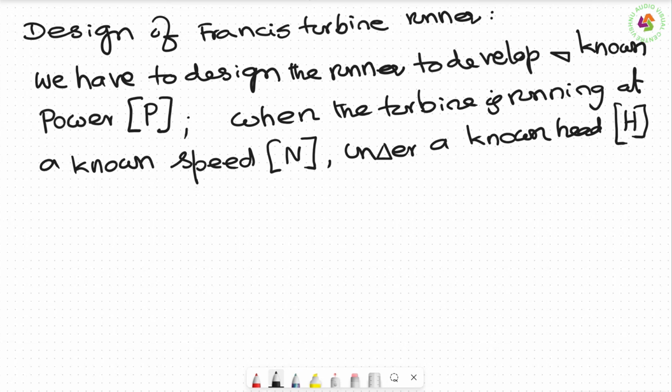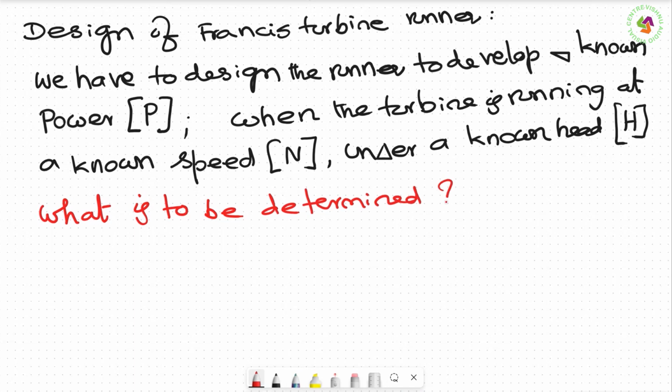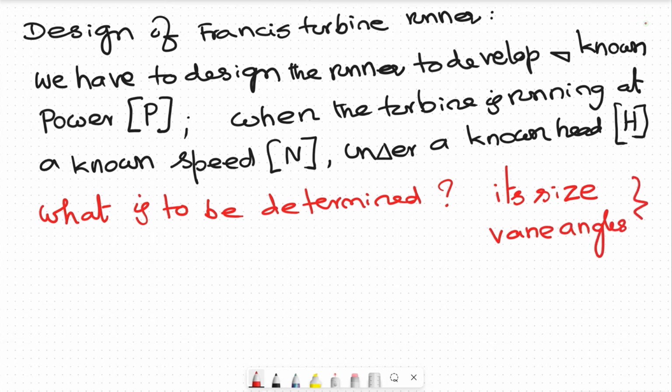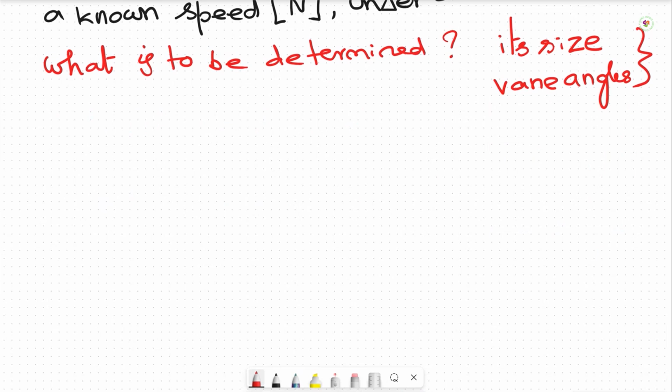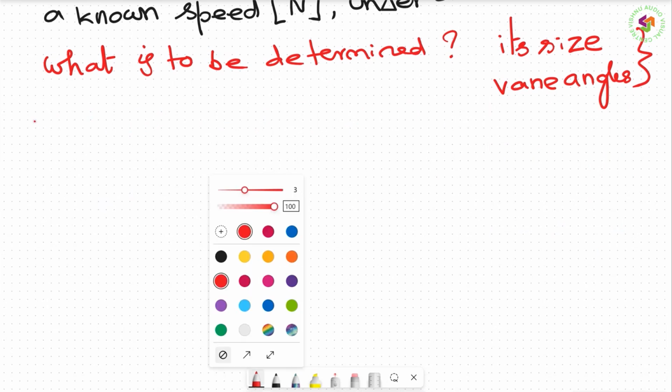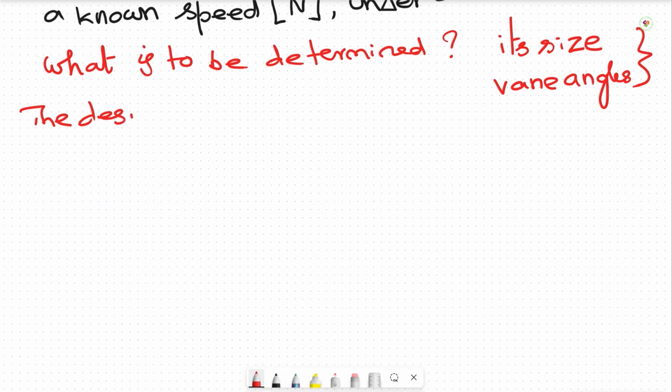What we need to find out, what is to be determined? The size of the runner, that is number one. And the second one is the vane angles. These are the things that we need to design. So that is what the question is. How is the design carried out? The design is carried out as follows.